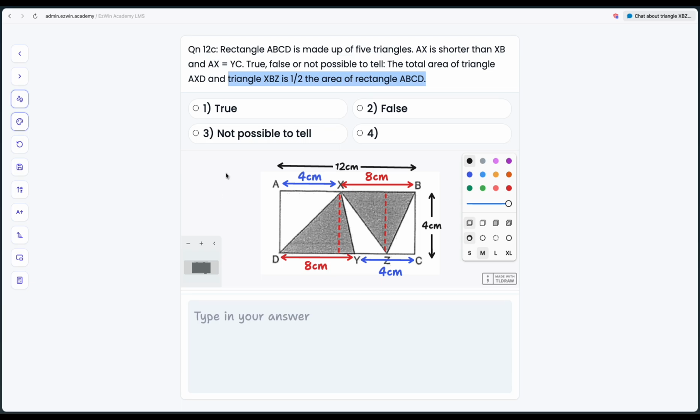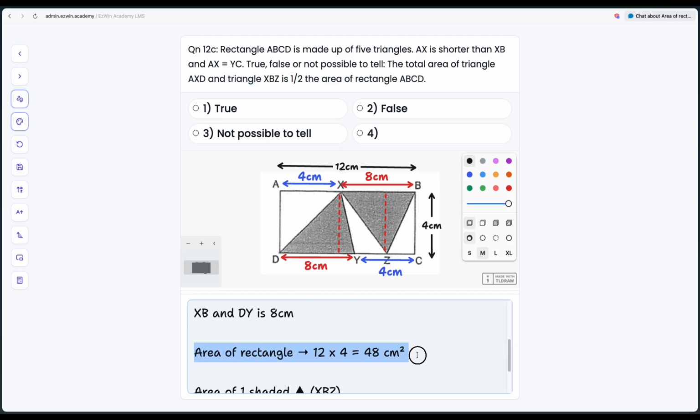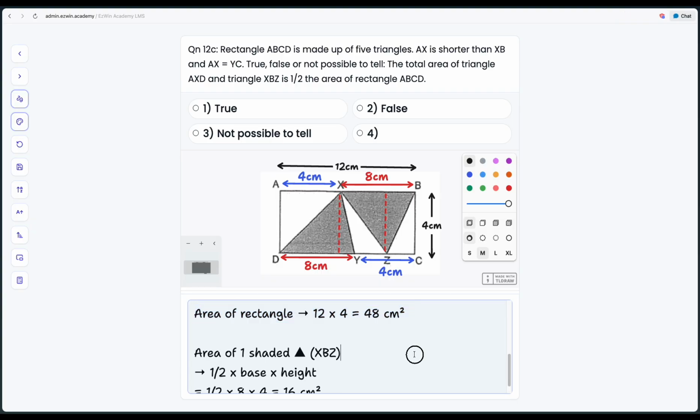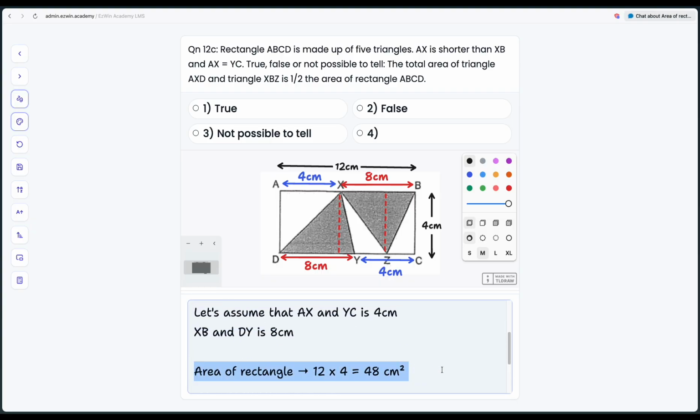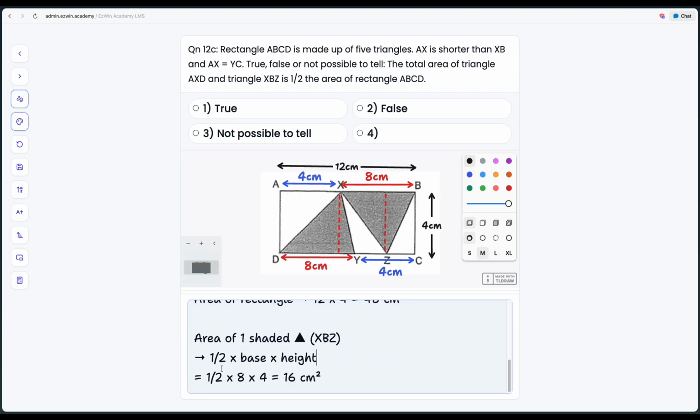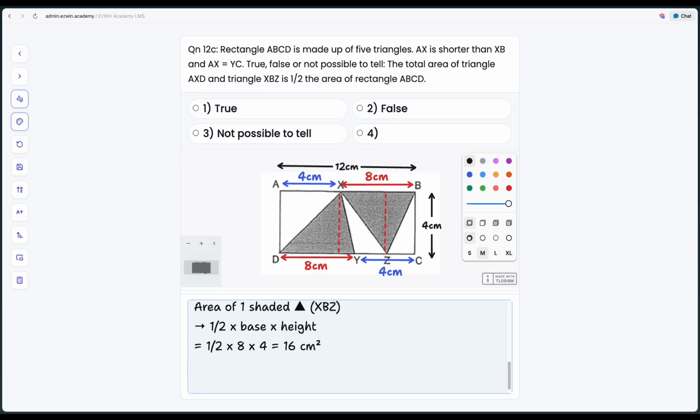So in this case, we have the area of the rectangle which is 48 centimeters square. We also know that the area of the shaded triangle XBZ is 16 centimeters square. But we want to know the area of the triangle AXD, which is not the shaded one. So let me try. Okay, so the area of this is AXD.